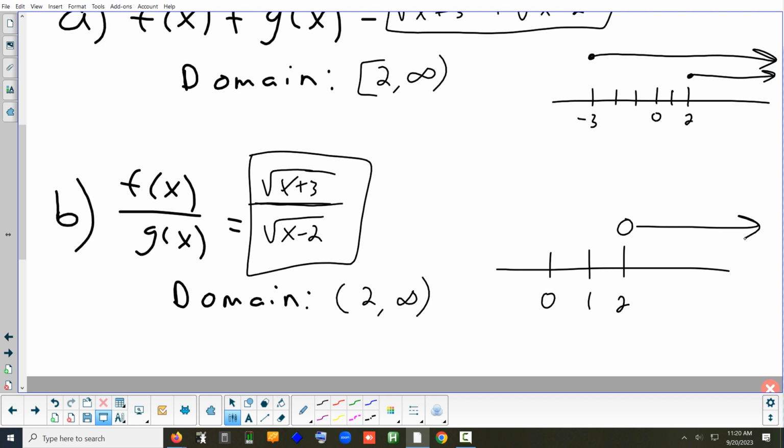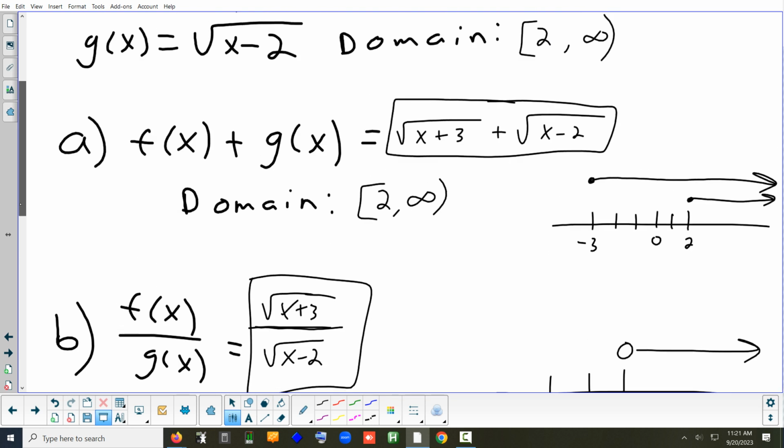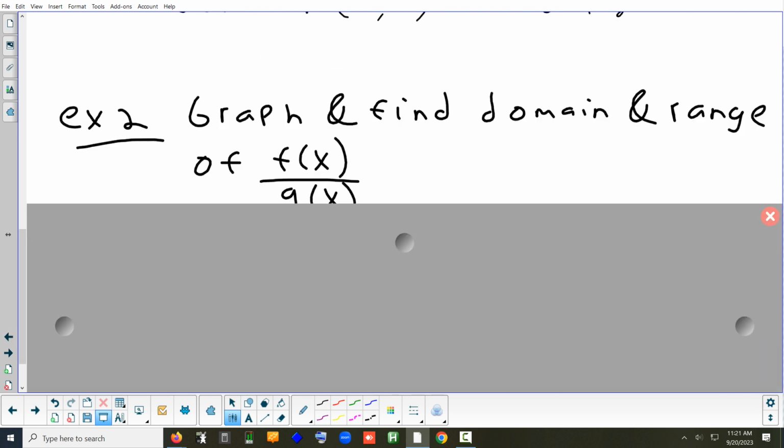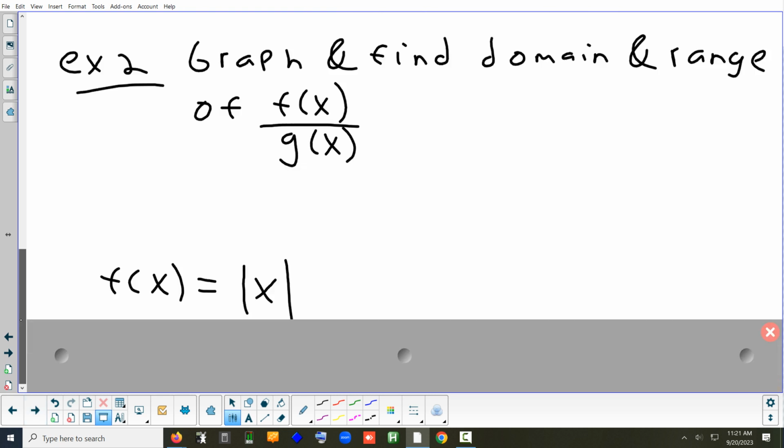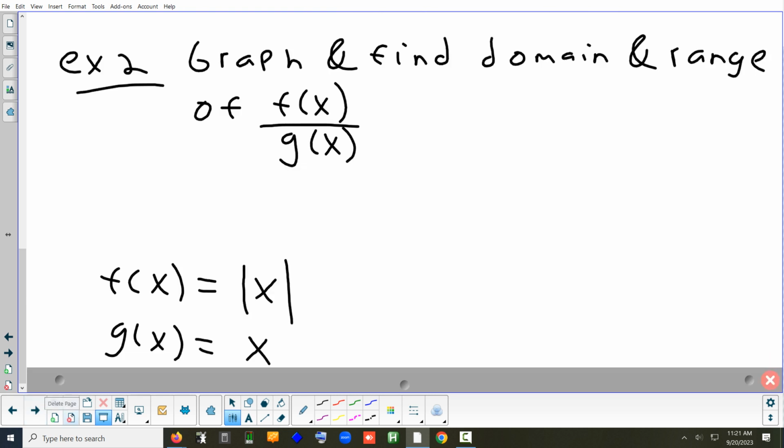Okay. Any question on that? So it's a small difference, bracket or parenthesis, but if you put the wrong symbol, it's completely wrong. All right, let's try this one. So it wants me to do f of x divided by g of x. A lot of times it is in alphabetical order, but it definitely does not have to be. So f of x is the absolute value of x, and g of x is x.